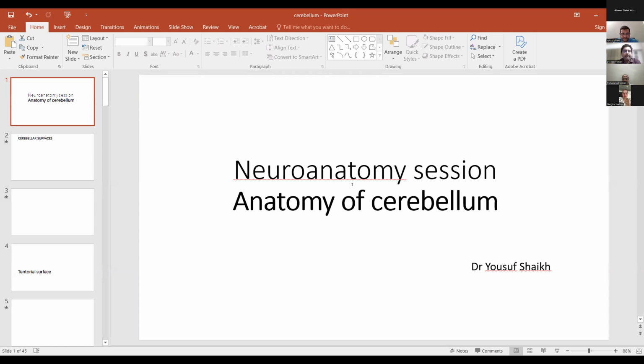There is a question in the chat box from Hafsa Mahmood, and that is: is the nodule behind the folium or declive? The nodule is just behind the uvula. So you have to remove the uvula to appreciate the nodule.